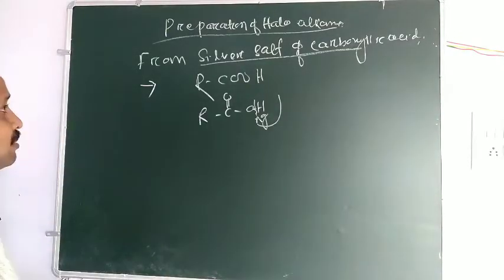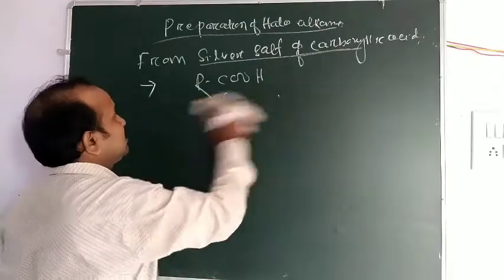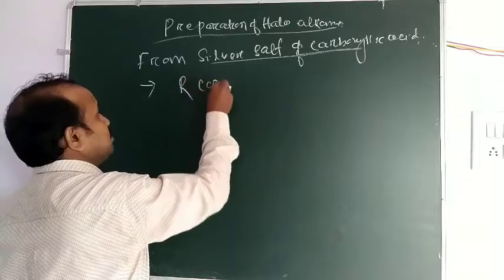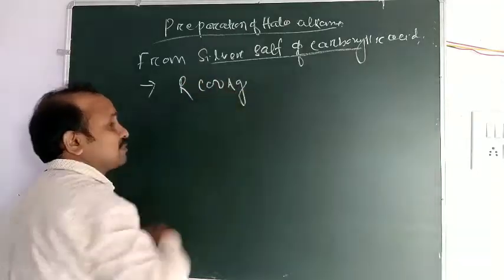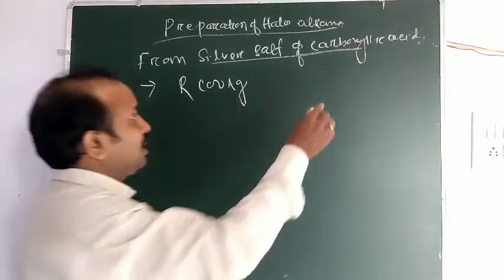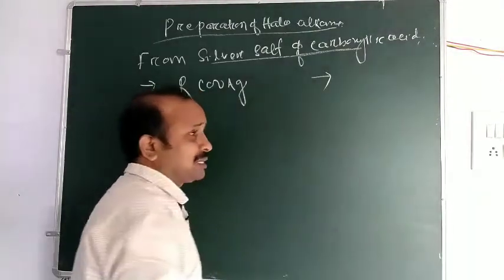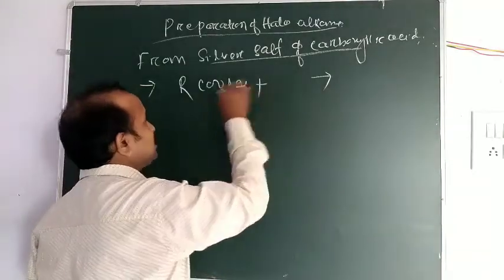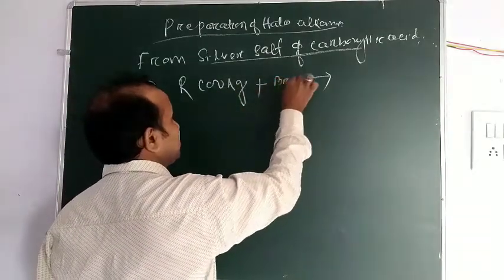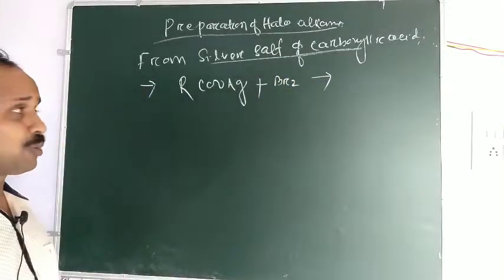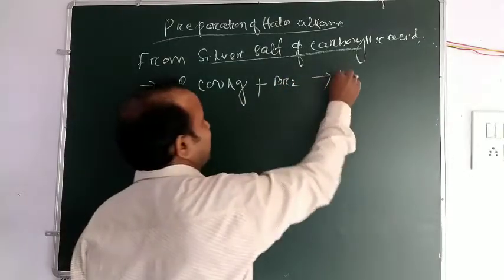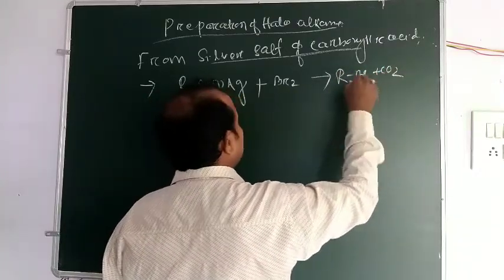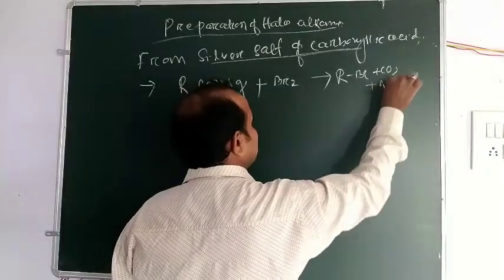Like that, silver salt of carboxylic acid means RCOOAg. Then we prepare haloalkane. So when it reacts with bromine, what will form? RBr plus CO2 plus AgBr.